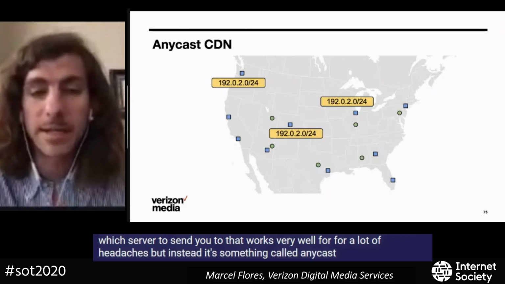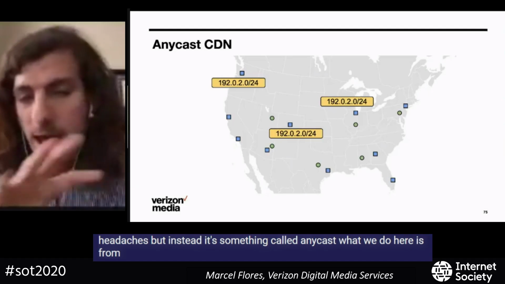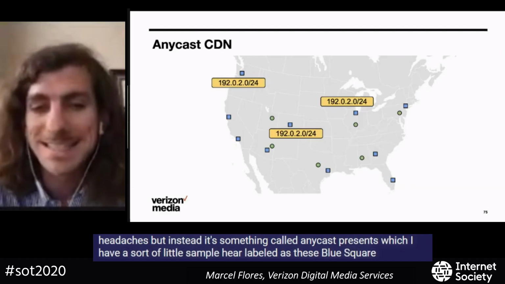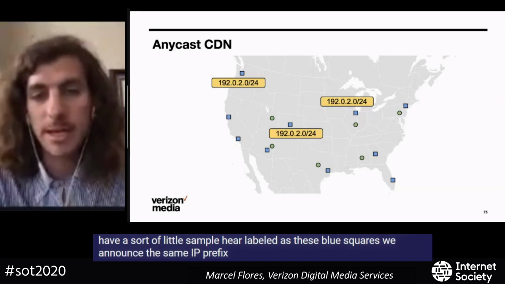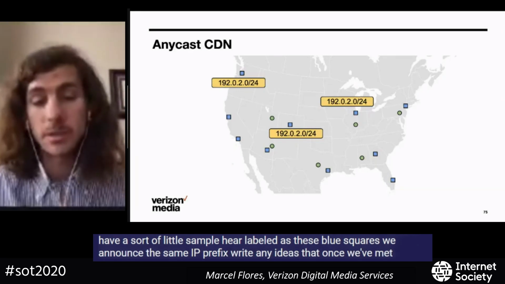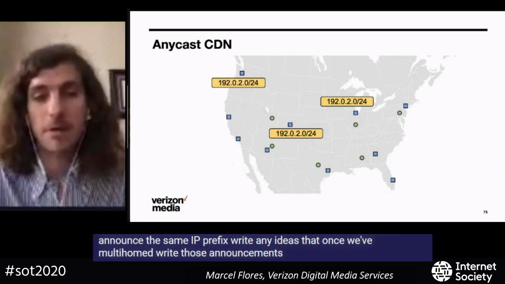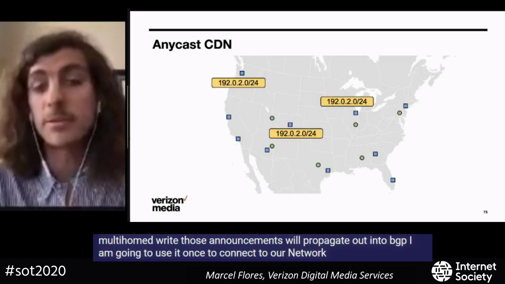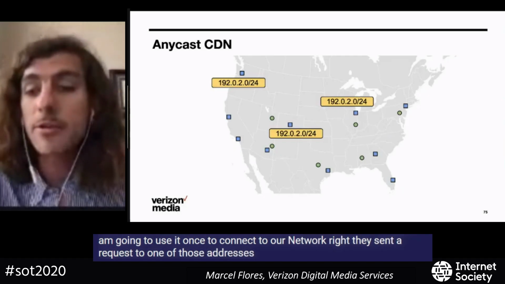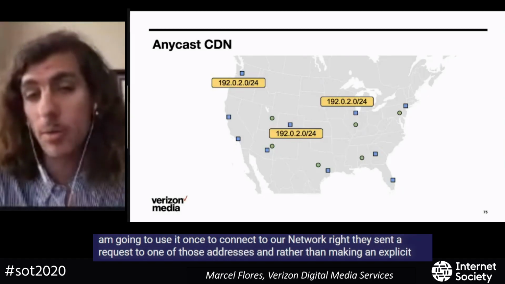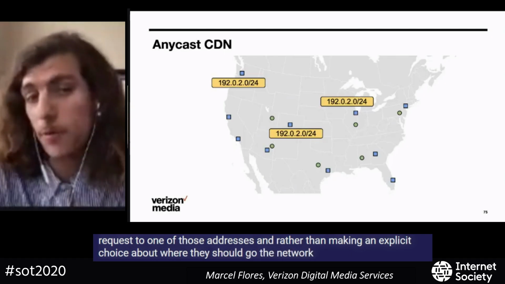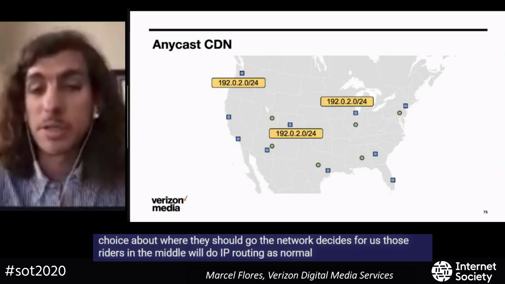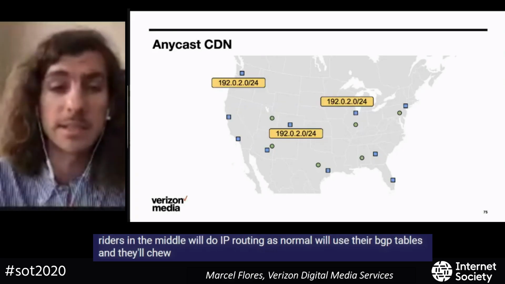What we do here is from each of our points of presence, which I have a little sample of here labeled as these blue squares, we announce the same IP prefix. The idea is that once we've multi-homed, those announcements will propagate out into BGP. When a user wants to connect to our network, they send a request to one of those addresses, and rather than making an explicit choice about where they should go, the network decides for us. Those routers in the middle will do IP routing as normal. They'll use their BGP tables, and they'll choose one of these sites.